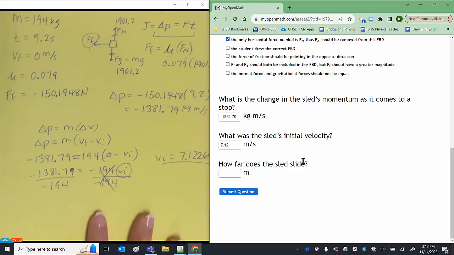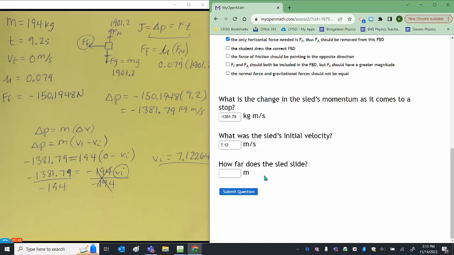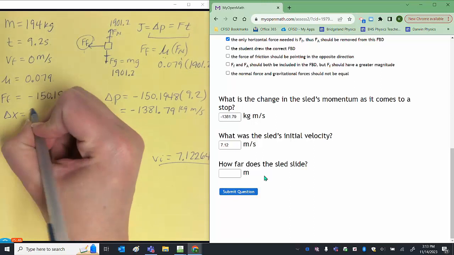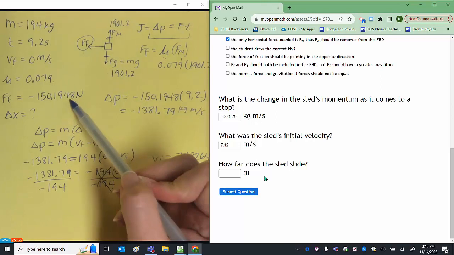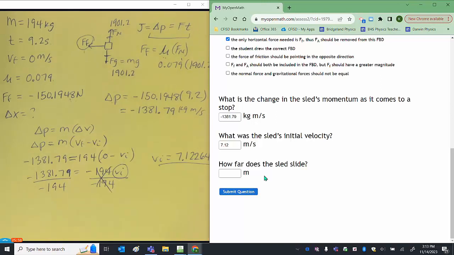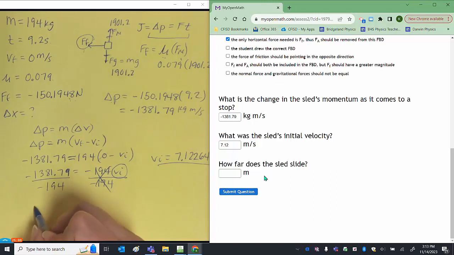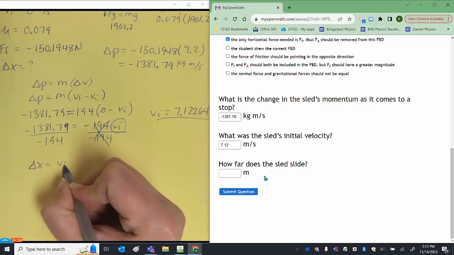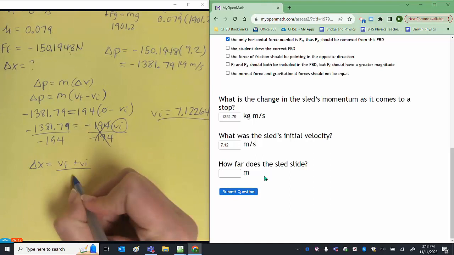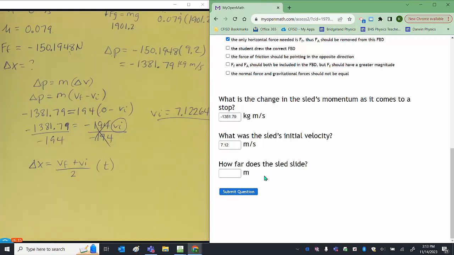All right, the next question says, how far does the sled slide? And again, as I mentioned already, if you see a question about how far, delta x, you need to use kinematic equations. I don't have the acceleration calculated. I could very easily find it because I have my net force and I have my mass. I could do F net equals ma to get it and then find this. Or I can use the kinematic equation that I know that allows me to solve for delta x without using acceleration. And that's this one. Delta x equals VF plus VI divided by 2 times t.